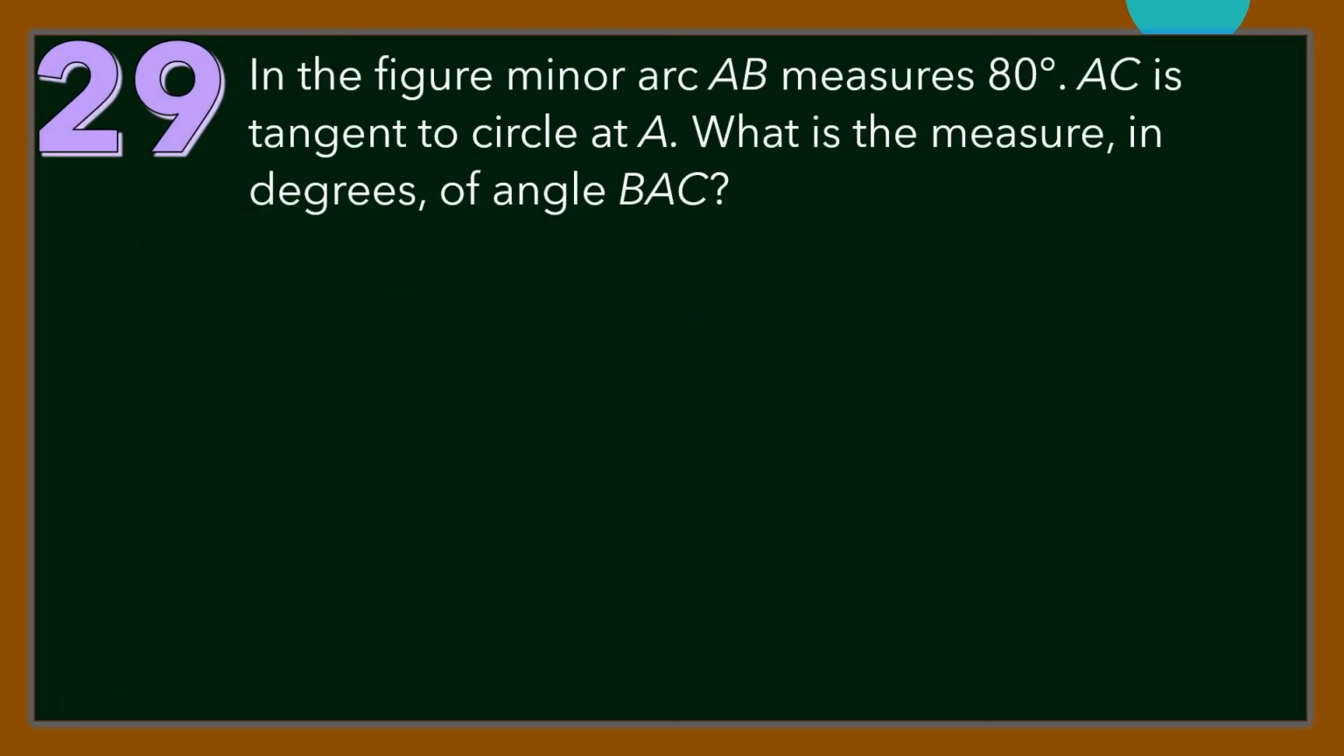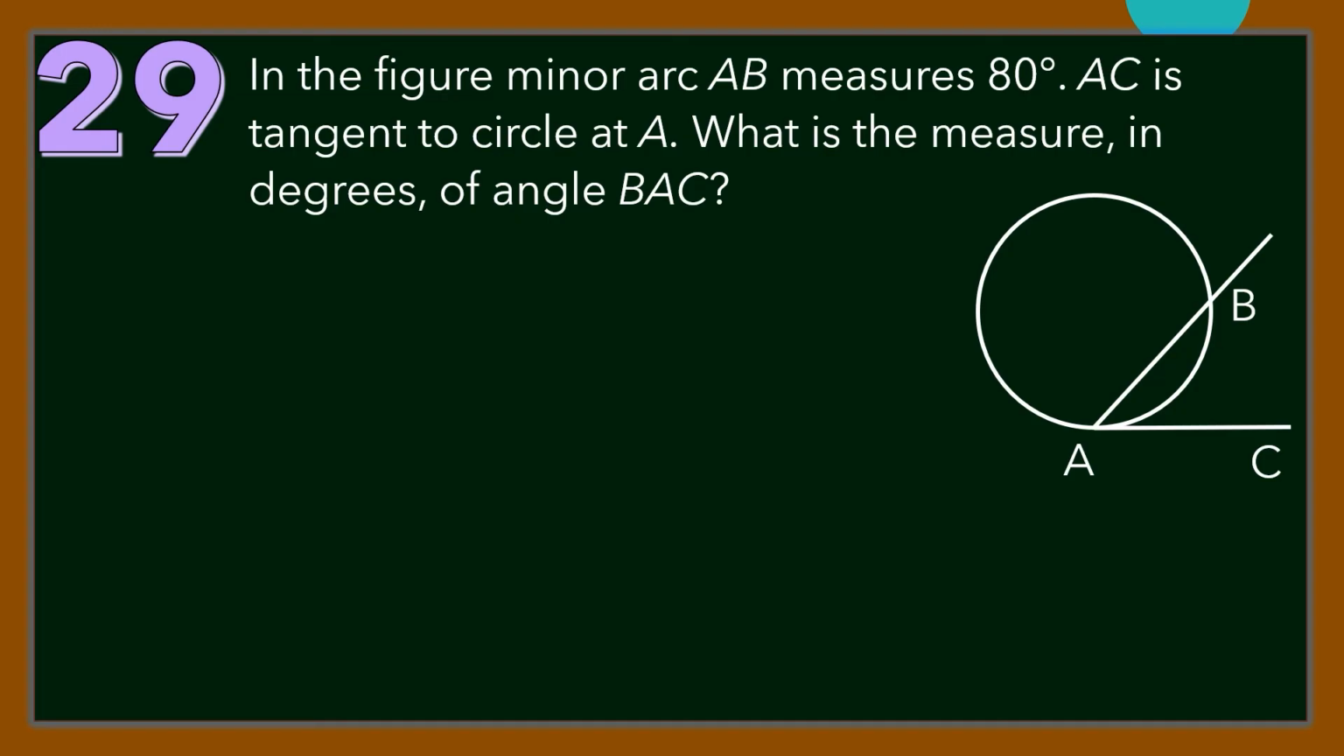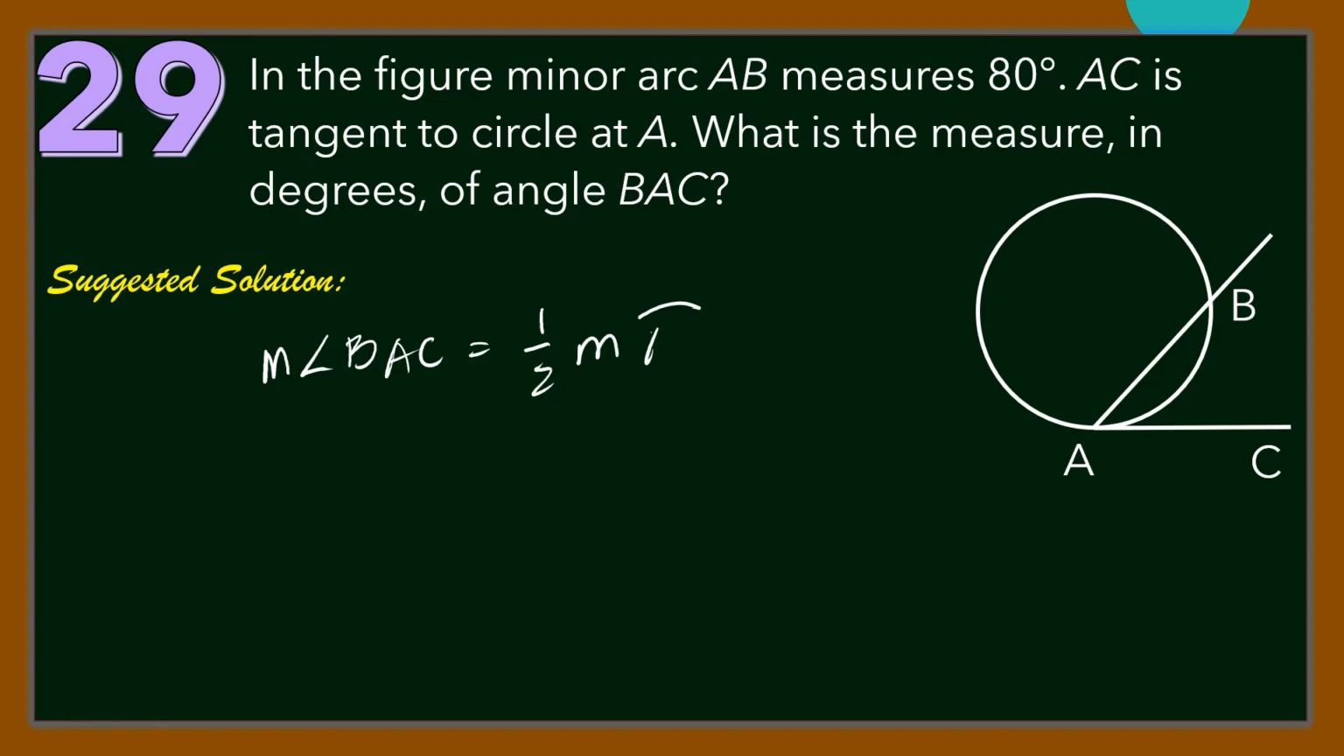Number 29. In the figure, minor arc AB measures 80 degrees. AC is tangent to the circle at A. What is the measure in degrees of angle BAC? From the figure, we know that the measure of angle BAC is 1/2 the measure of its intercepted arc, which is arc AB. And since arc AB is given as 80 degrees, then the measure of angle BAC is 1/2 of 80 degrees, and that is equal to 40 degrees.